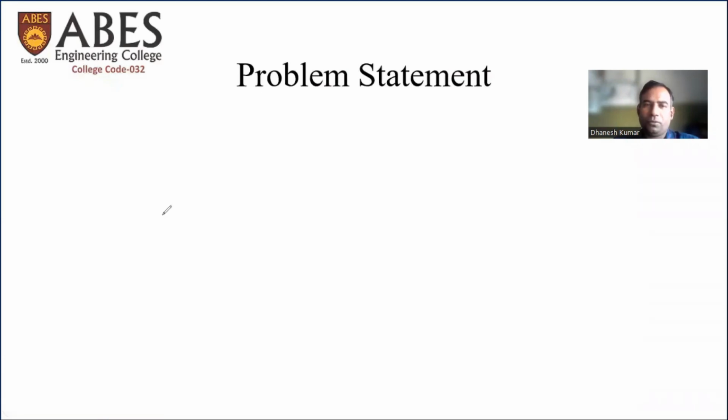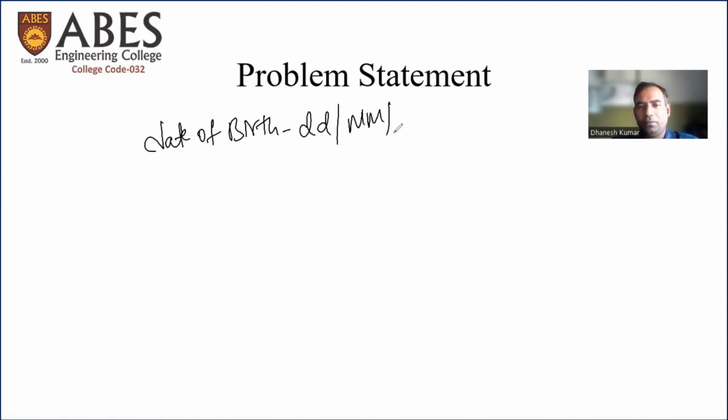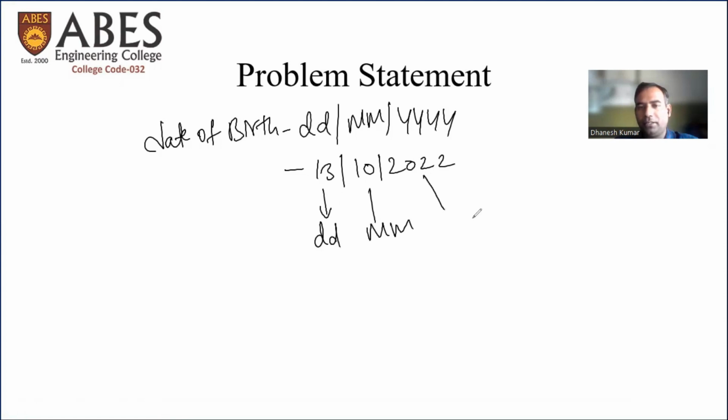Into this problem, we are given the date of birth of a person. The date of birth is given in the format DD, MM, YYYY. So for example, if we talk about 13, 10, 2022, the value of DD will be 13, the MM will be 10, and YYYY will be 2022.